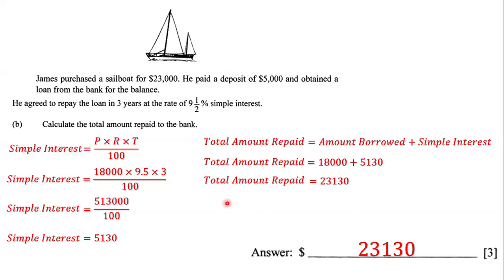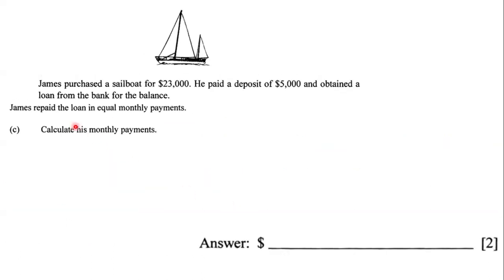Let's move on to the next question. The next question says, James repaid the loan in equal monthly payments. Calculate his monthly payments. The first thing that we're going to do is determine the total number of months. There are 3 years, so he has to repay this in 3 years.